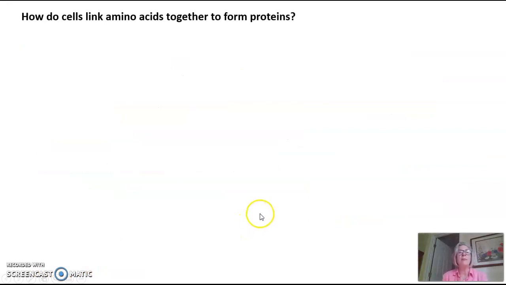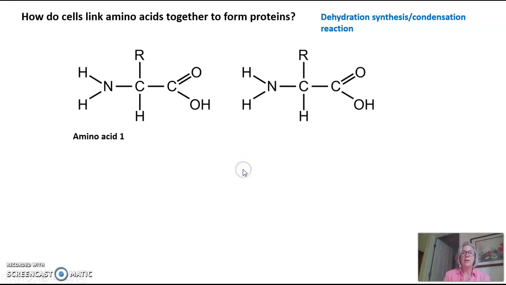So how do cells link amino acids together to start to form proteins? They do what's called a dehydration synthesis or condensation reaction. So here in front of you, you see two amino acids. You can see the basic backbone structure of the NCC with an R group and then in our second amino acid, the NCC with an R group.